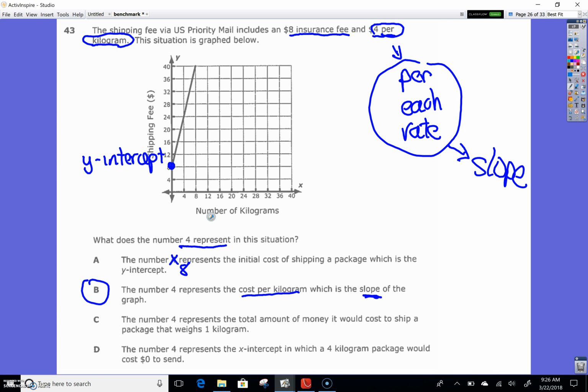Does the 4 represent the x-intercept? There is no x-intercept.